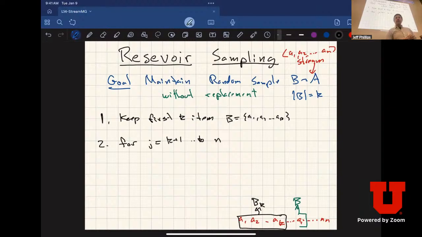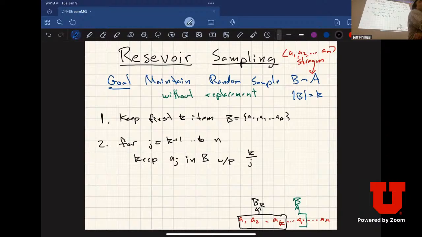So there are k plus 1 things. I keep k samples and I have k plus 1 options of things to keep. All right, so I want to keep it. What's the probability? I'm going to keep A, J in B with probability. What should the probability be? It should be, well, k out of j.